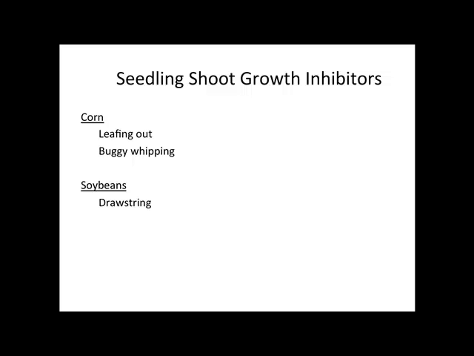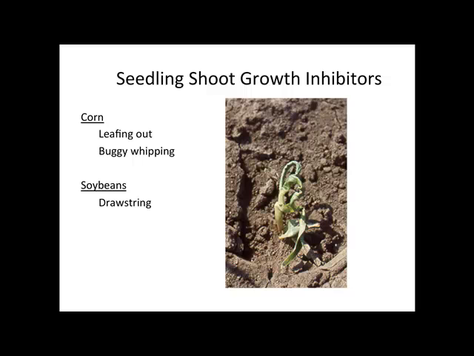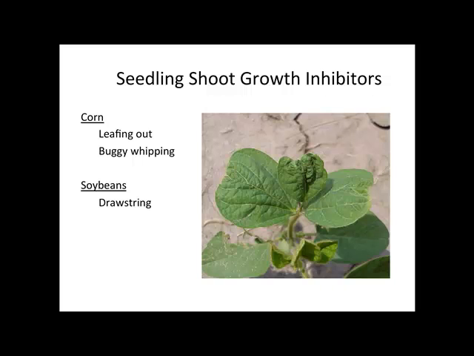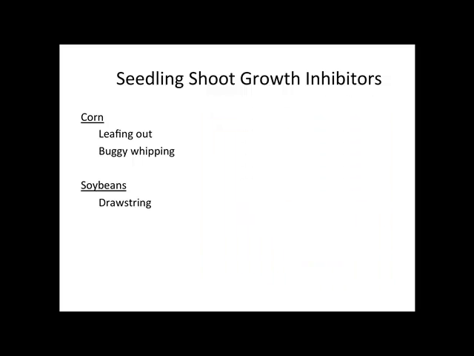So in corn we have leafing out and buggy whipping, and in soybean we have drawstringing. So there's our buggy whipping, there's the leafing out, and drawstringing.